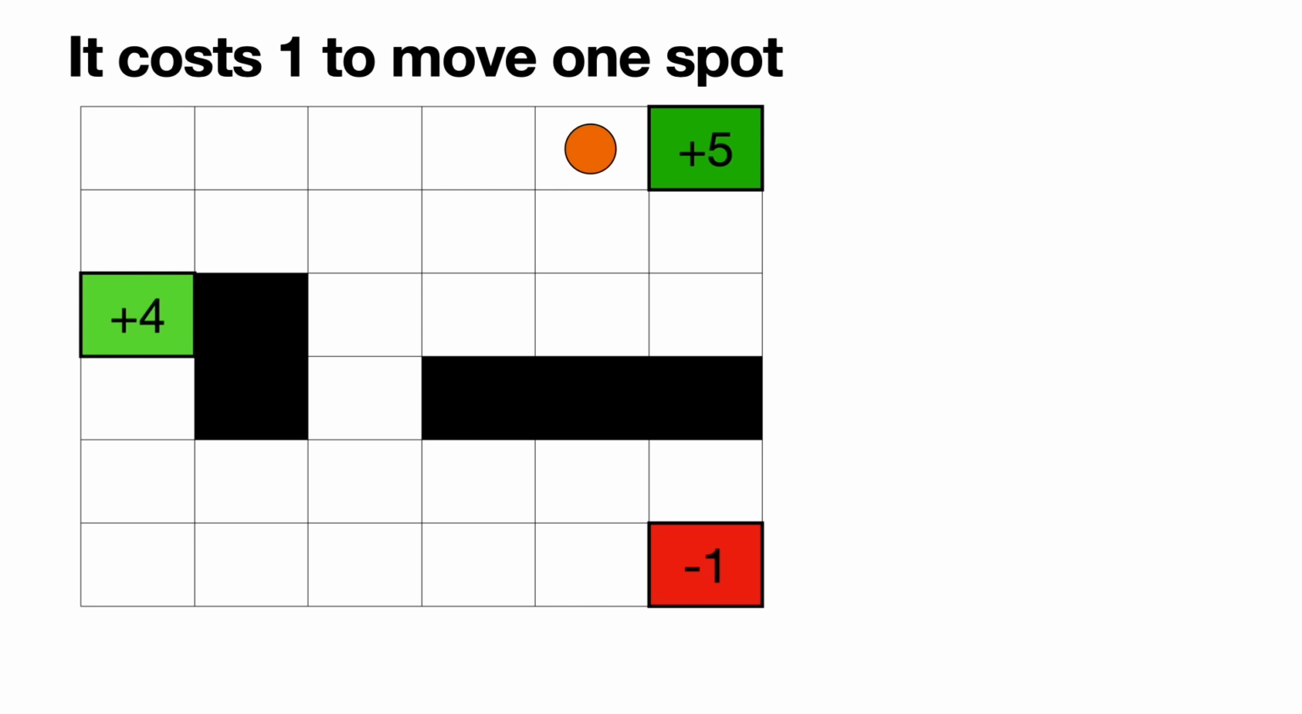So what happens if I'm in this spot over here? Well, I can move to the 5 and I earn 5 points, but I lost 1 from moving there, so the value here is 4. That means that 4 points is the best score that I can achieve if I am standing at that cell. What if I'm standing over here?